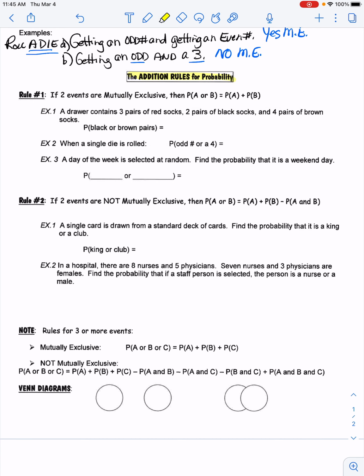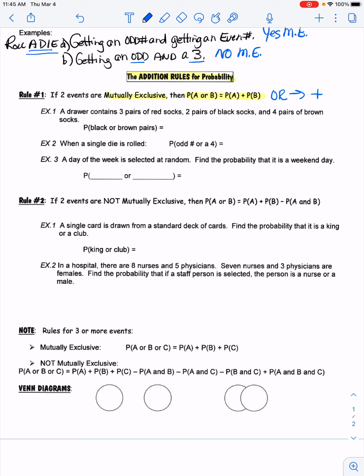If two events are mutually exclusive, so they cannot occur at the same time, then the probability of A or B occurring is probability of A plus the probability of B. So if you see an or, we're saying to add up the probabilities. All right, example. A drawer contains 3 pairs of red socks, 2 pairs of black socks, and 4 pairs of brown socks. What's the probability of black or brown?